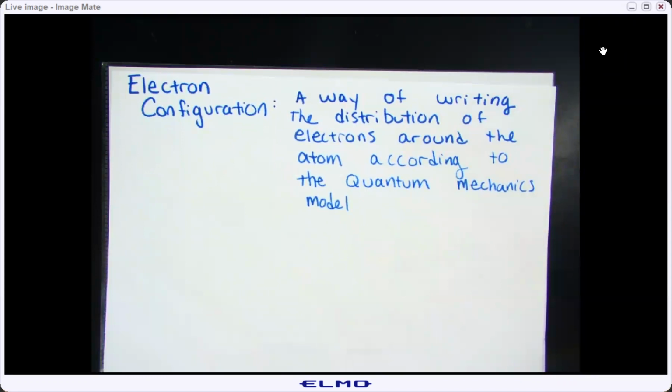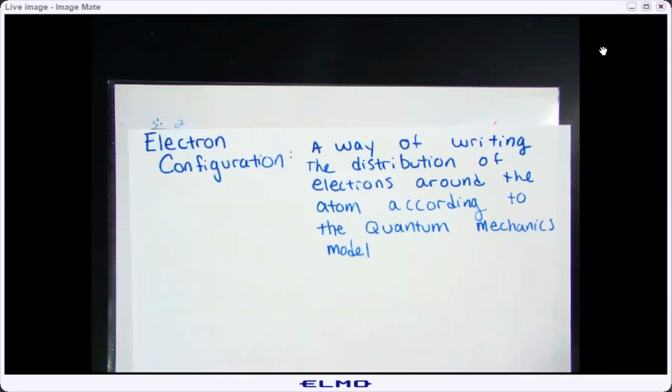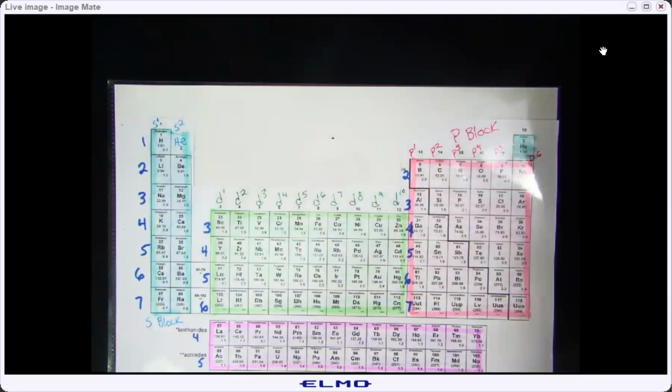This video is going to go over the different ways we can write the distribution of electrons around the atom. The first one is the electron configuration, and this one is the full kind of organization of electrons. To do that, we're going to first look at our periodic table.